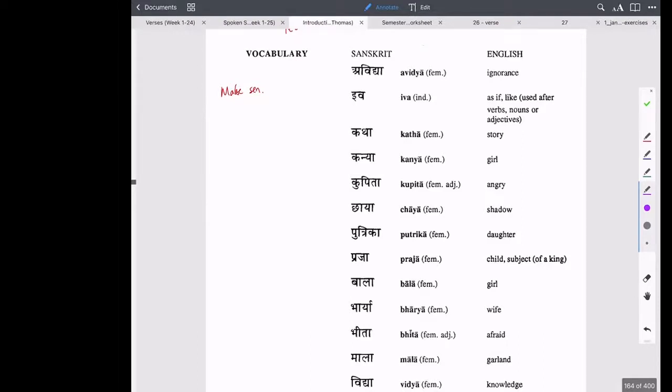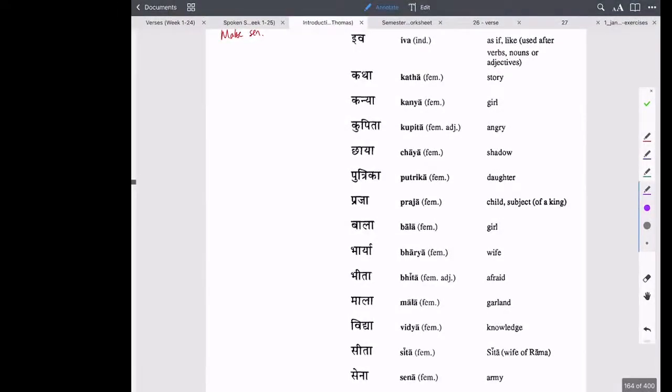I stand in the shadow. Aham tishtami. In the shadow, you look up. Sena, locative, and then you tell me what that is. Chayayam. Okay, good. Next one. Putrika, daughter. Putrika, daughter, out loud, please. Son, putraha. Daughter, putrika.